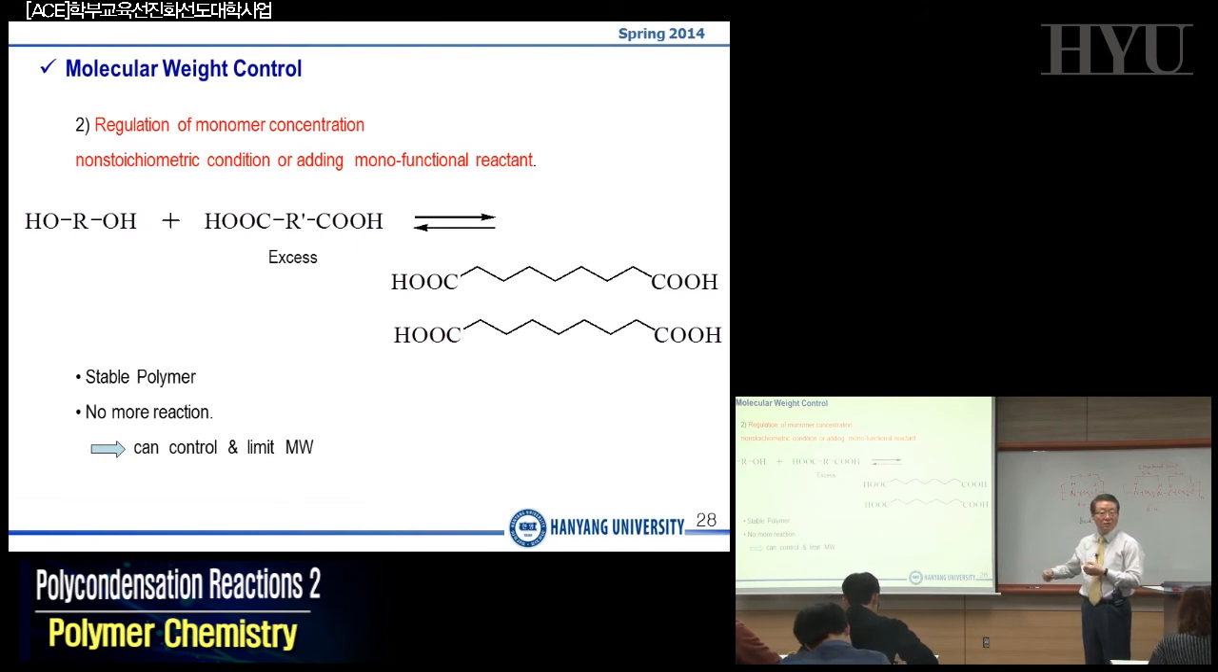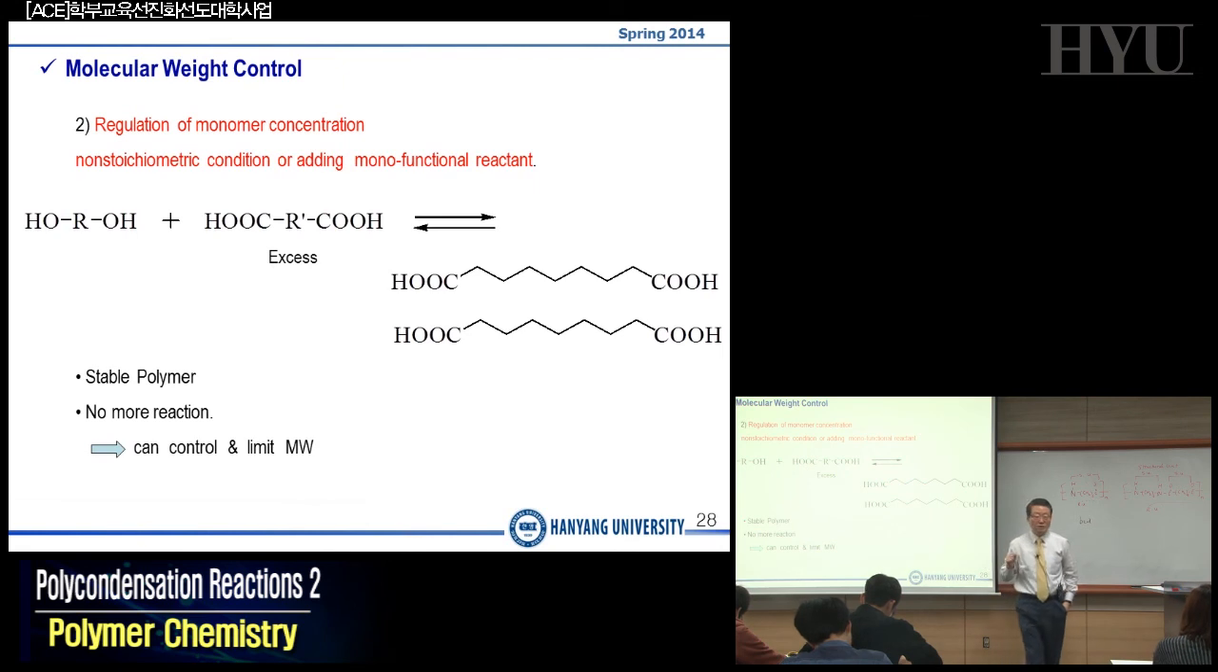And the second method is very widely used in the industry rather than the first case. The first case is very simple, but not very scientific. But the second way is pretty scientific. And I think I will show you later on how this method will determine the molecular weights.